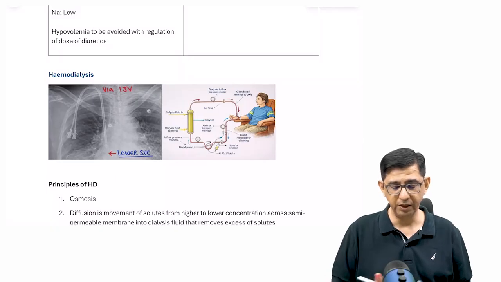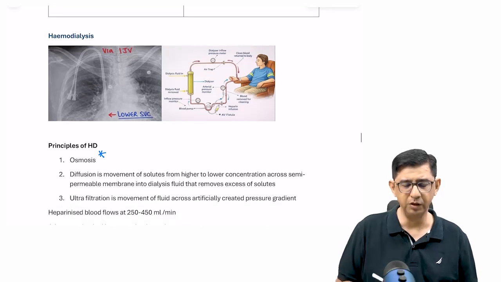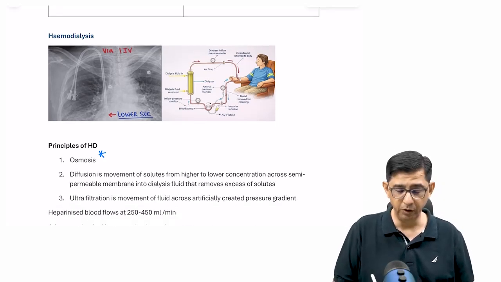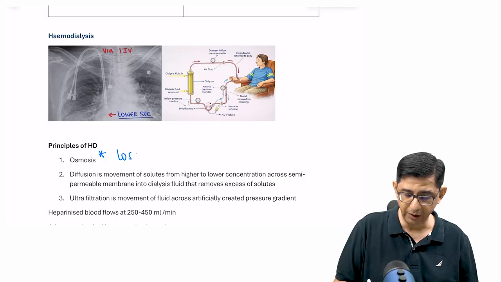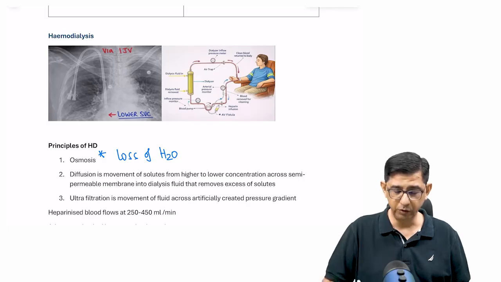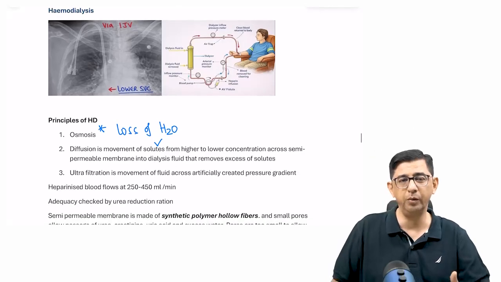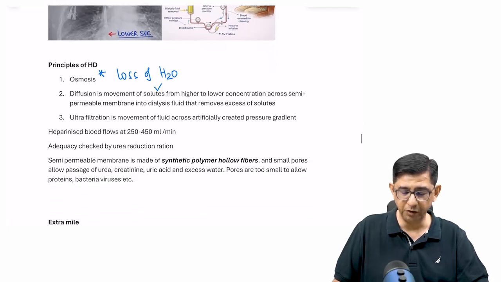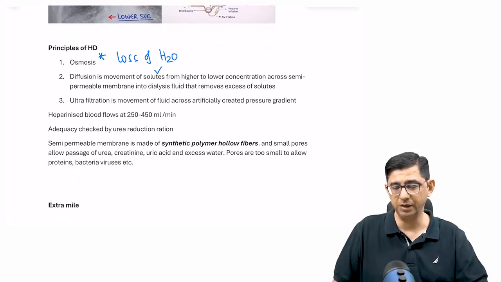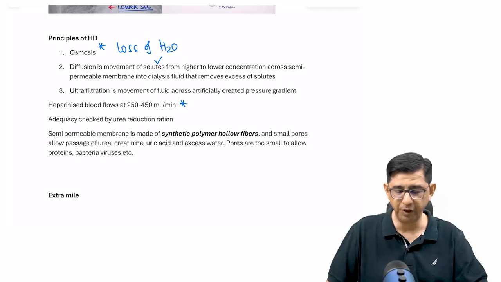For hemodialysis, the main principle to be remembered is osmosis. Osmosis would mean that there is only loss of water, and this explains why hypotension was being discussed, and diffusion is the movement of the solute. So the combination of loss of water and solutes helps in removal of the toxic products from the body. I've already explained that nowadays we don't use cellulose filters and we use polysulfone. The blood flow will be fairly extensive, 250 to 450 ml per minute.